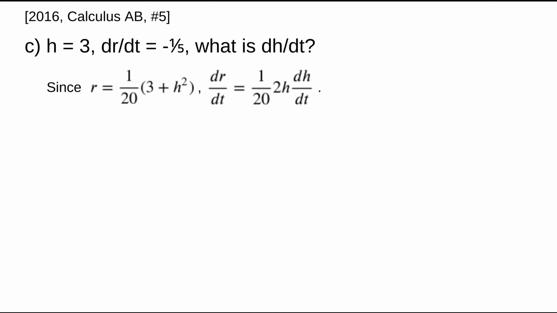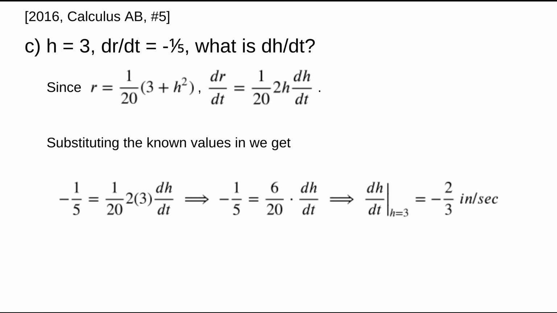So dr/dt is 1/20th of the derivative of (3 plus h squared) with respect to t, and that just turns out to be 2h dh/dt. We know two of those values. We know dr/dt is negative 1/5, and we know that h at this moment is 3. So substituting that information in, negative 1/5 is 1/20th of 6 dh/dt. So negative 1/5 is equal to 6/20ths dh/dt.